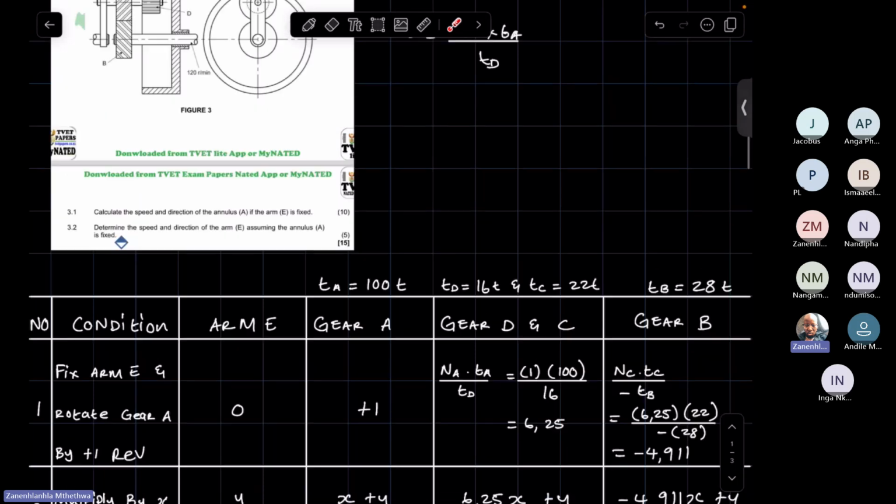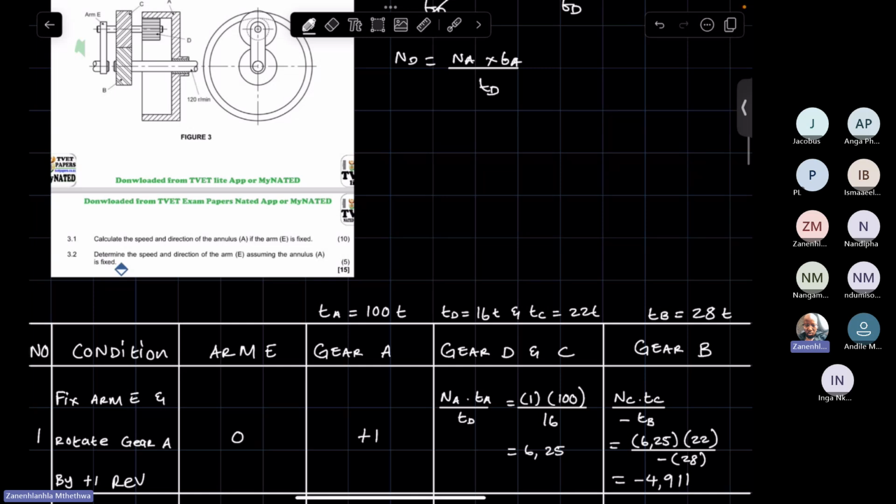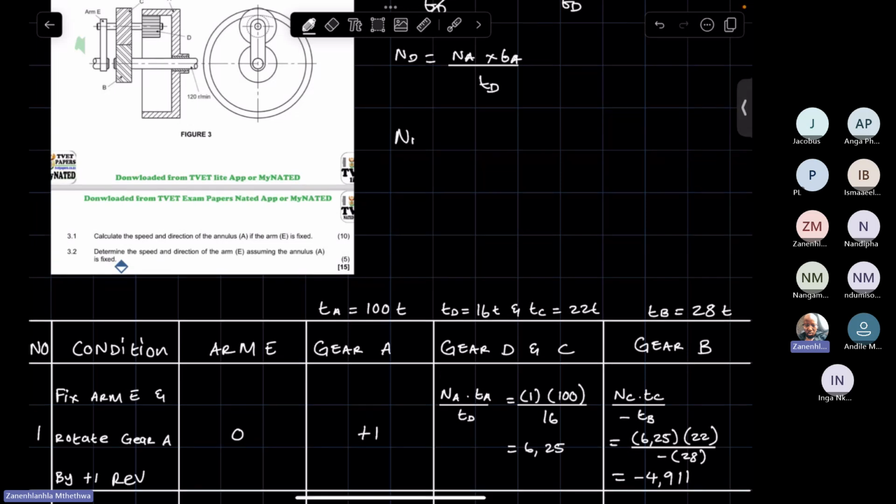Then we follow the very same guidelines. First thing you do is identify the ratio between the meshing gears. Gear B meshes with C. Hence, we know NB times TB is equal to NC times TC. Essentially, that is VB is equal to VC. You've established the relationship between the two gears. Next, you establish direction of rotation. Gear C is going in the same direction as gear D, remember? So if gear D is going clockwise, gear C is also going clockwise.